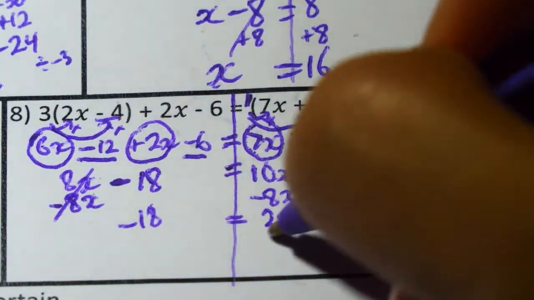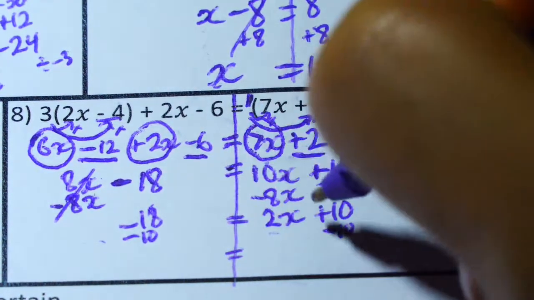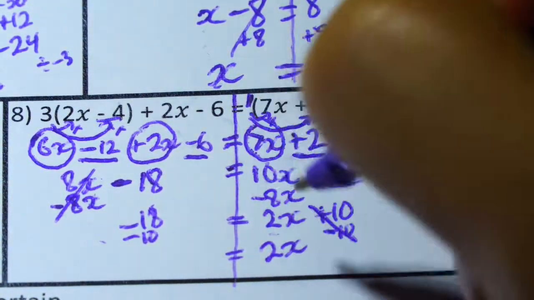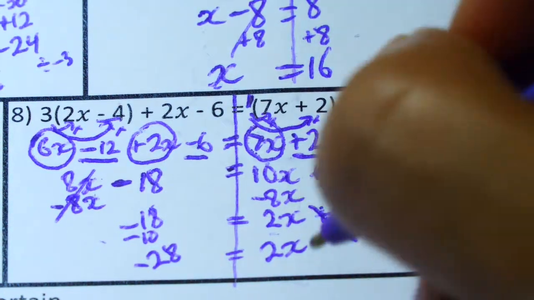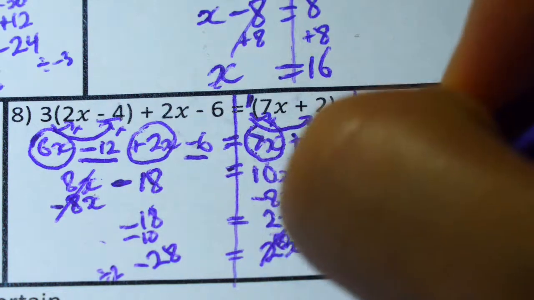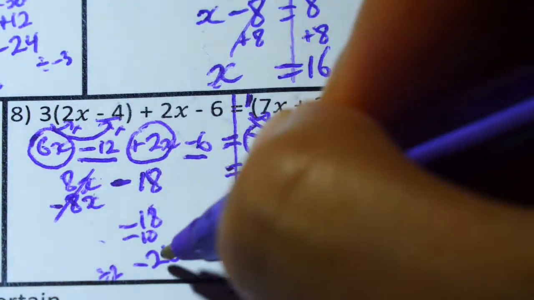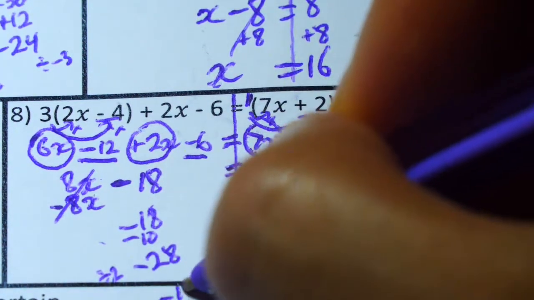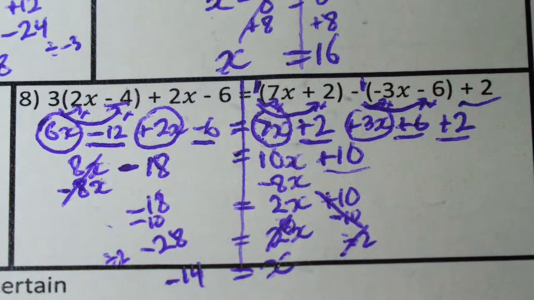Where is my x? My x is here. So I need to remove this plus 10. Let's do minus 10 on both sides. Minus 10, minus 10. So this cancels. We have 2x. Minus 18 minus 10 is minus 28. Now this is 2 times x. We divide by 2 on both sides. Cancels, so we just have x. Minus 28 divided by 2 is minus 14. Okay, so x equals minus 14.